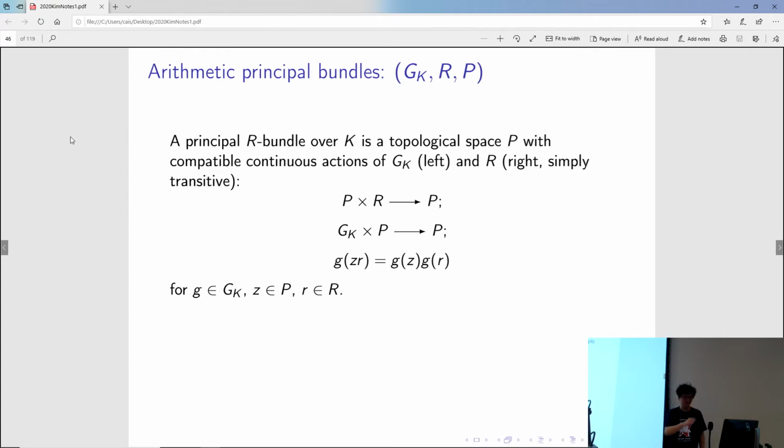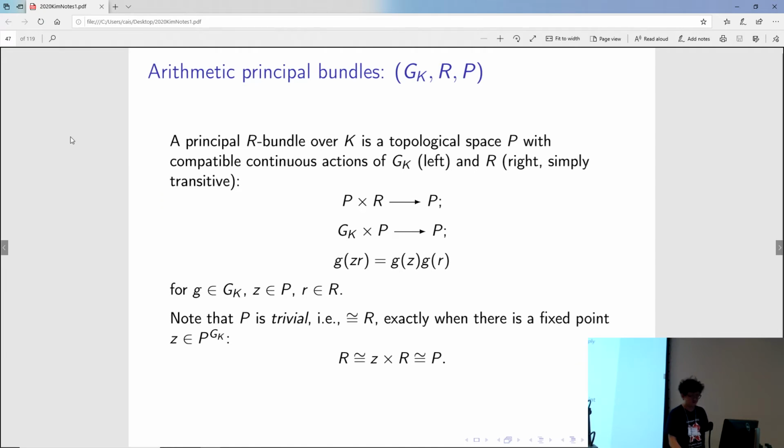Now, a principal bundle P, the third ingredient, is a topological space P with compatible continuous actions of the absolute Galois group G_K as well as the topological group R. So one will view as the left action and the other as a right action. The right action should be simply transitive, whereas the left action can be very complicated. And the compatibility just means this: if you act by the Galois group after acting by an element of the group R, then that's the same as first Galois conjugating everything and acting.